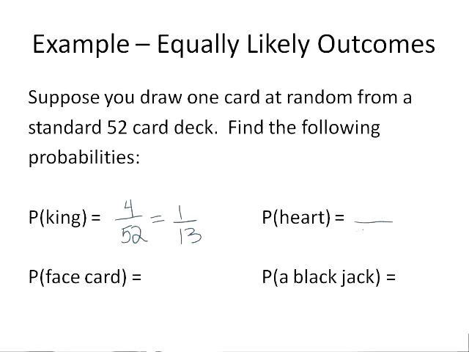Okay, the probability of choosing a heart, once again, total of 52. Now there are 4 suits, the hearts, diamonds, clubs, and spades. So we are going to look at that as 13 of those 52 cards are hearts. So this reduces to 1 over 4.